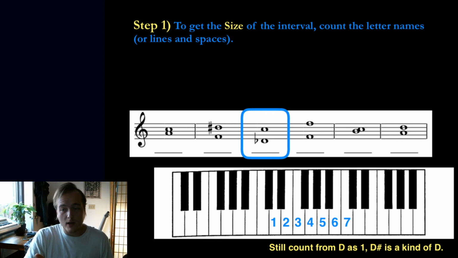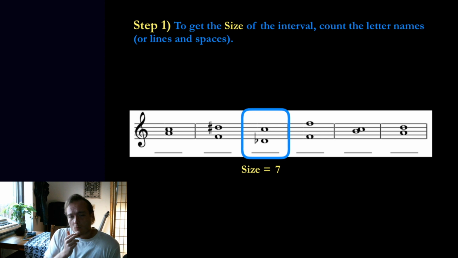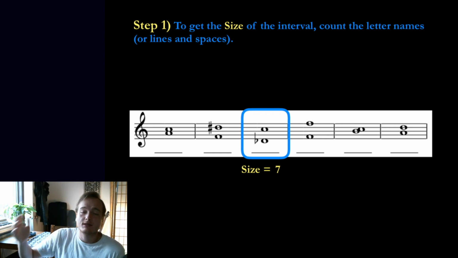Still count from D as 1. D flat is a kind of D there. So 1, 2, 3, 4, 5, 6, 7. We still get from D to C as 7. We're dealing with some kind of 7th here, but we don't yet know what kind of 7th. Is this a major 7th? Is this a minor 7th?